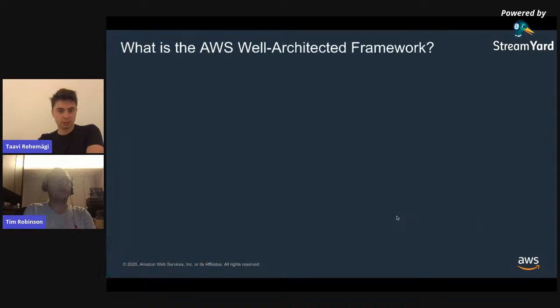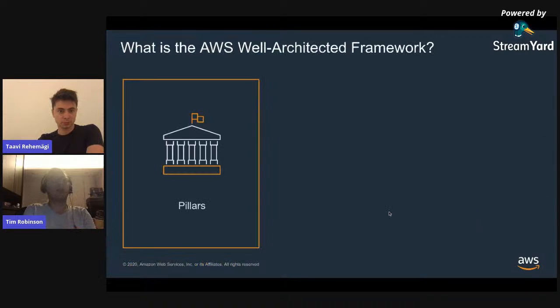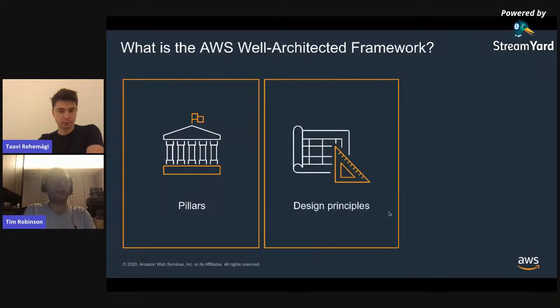So let's take a bit of a deeper look into the well-architected framework and see how it's structured.